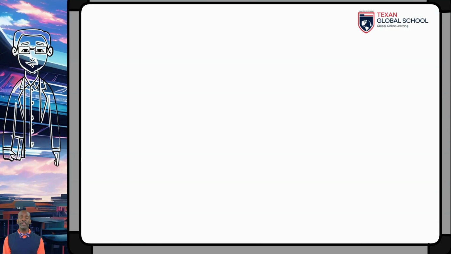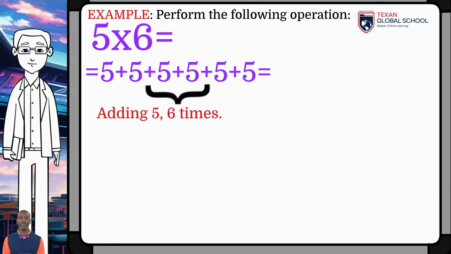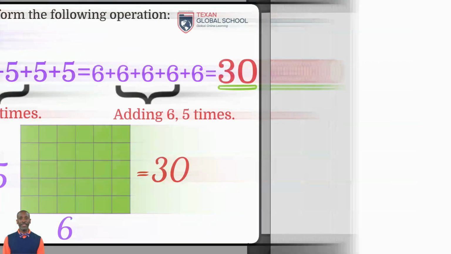Now, multiply 5 by 6. So we add 5 6 times, or we add 6 5 times. Therefore, 5 times 6 is 30. The model represents 5 rows by 6 columns, so we have 30 ones. Thus, we conclude that 5 times 6 is 30.